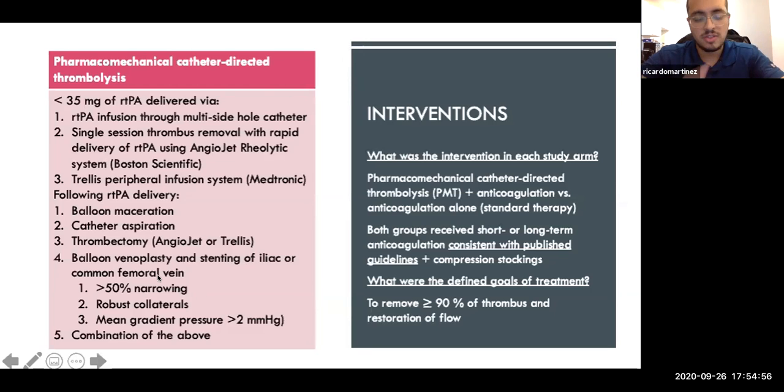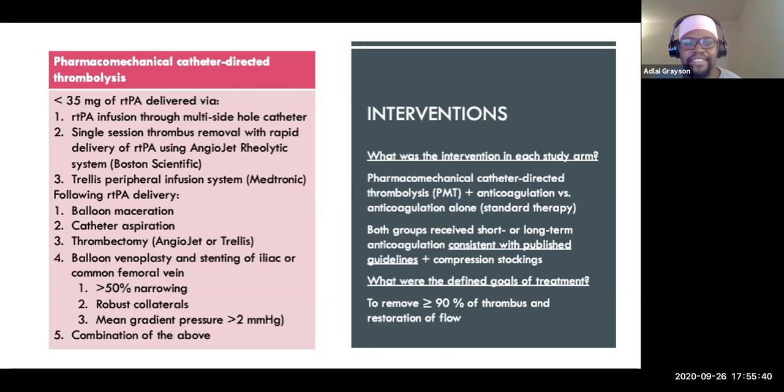Stenting was also recommended in patients that had greater than 50% narrowing or any robust collaterals, and a mean gradient pressure above 2 millimeters of mercury. One of the things I thought about while reading this article was why we think they were recommending stenting in robust collaterals. There's no right or wrong answer. This is just a question I came up with as I was reading through the article.